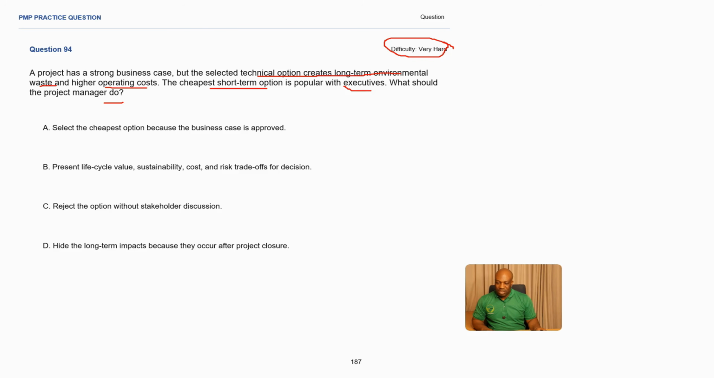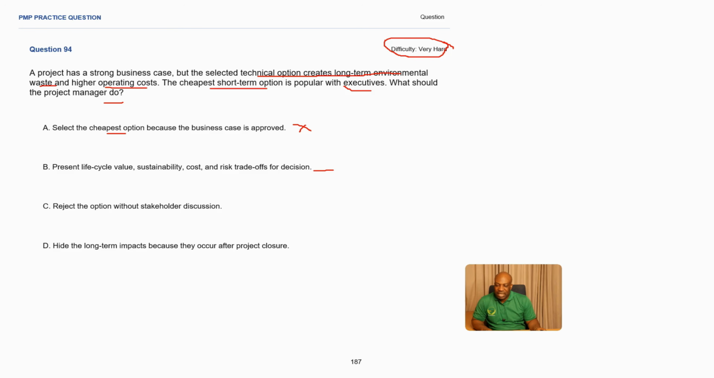A: Select the cheapest option because the business case is approved. This is tricky. You cannot select the cheapest option just because the business case has been approved. The cheapest option cannot always be the best answer. So this cannot be the answer in this scenario. B: Present life cycle value, sustainability, cost, and risk trade-offs for decision. I like this one.